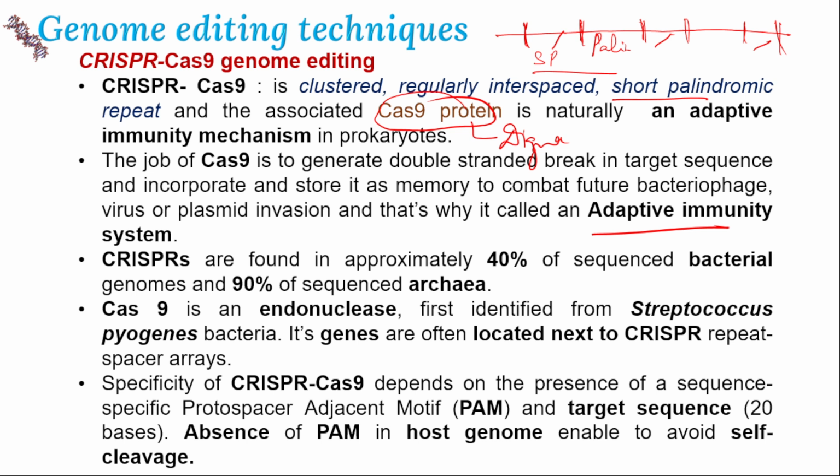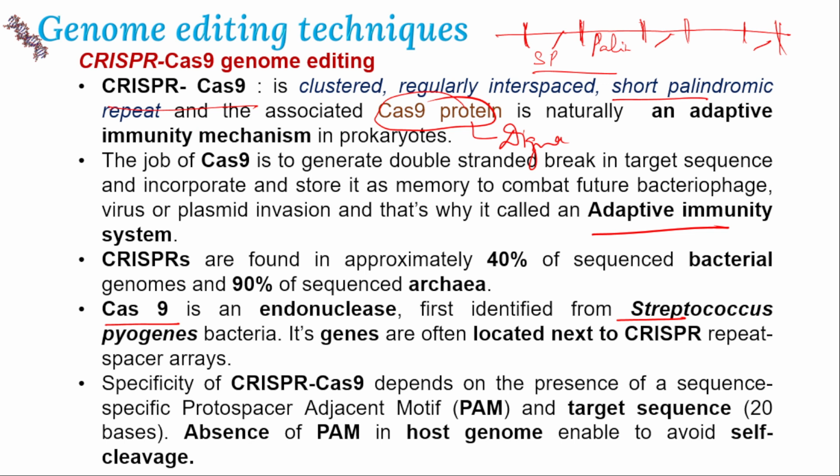Why? Because whenever a virus enters, some part of the virus particles will be memorized, and whenever the same virus enters a second time, definitely this CRISPR-Cas9 works against that and neutralizes it. And we can observe that Cas9 is generally present in a bacterium called Streptococcus pyogenes, where it was identified, and that is the endonuclease.